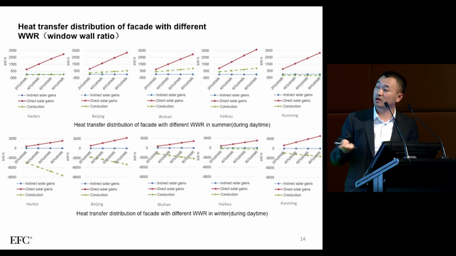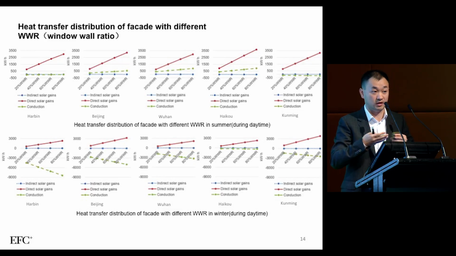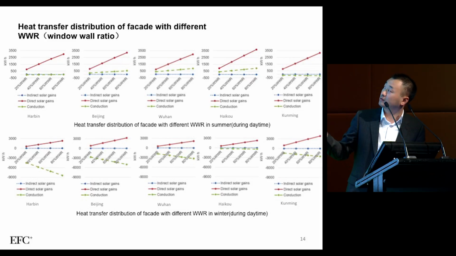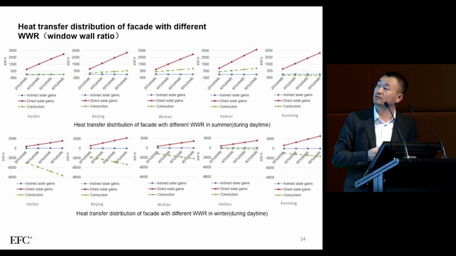window wall ratio. But in winter day, it comes to another situation. The Harbin conduction could be very large because the buildings are losing their heat. But in Haikou and Kunming, the conduction is almost at the zero level.